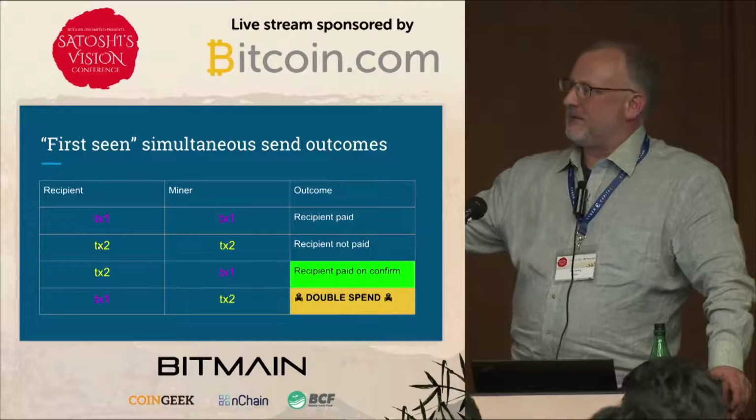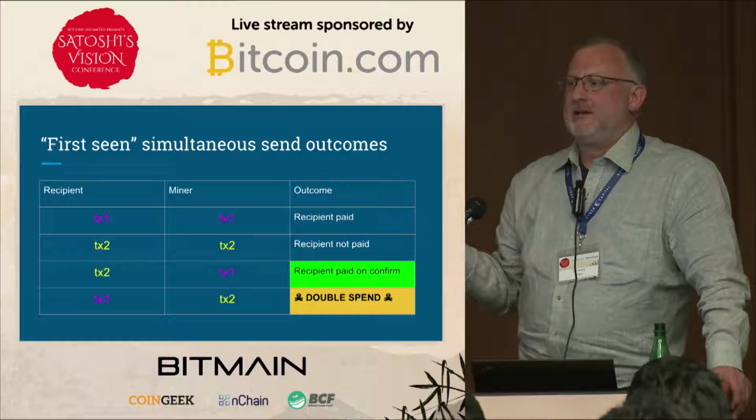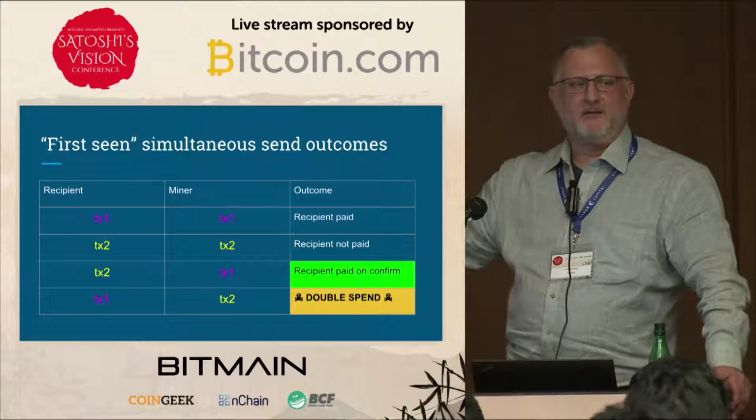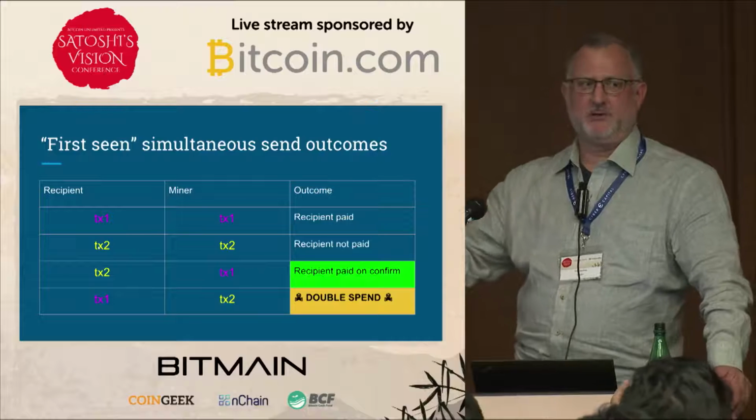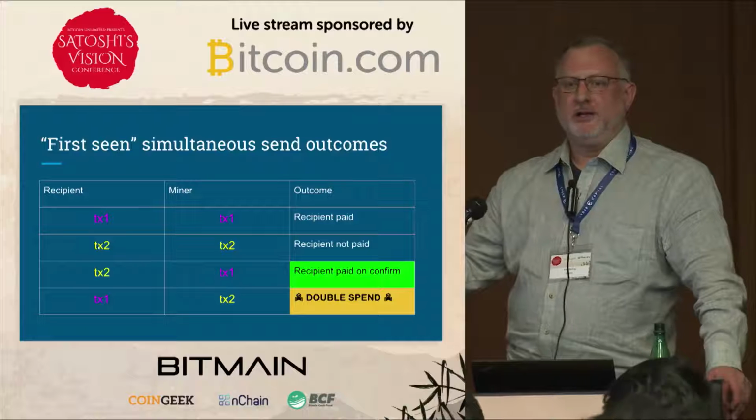Skipping to the last one. The last one is the successful double spend, which is where the guy you're paying sees the transaction that pays him, but the miner sees the one that doesn't pay him. And it ends up, you get your money back, and because it's zero conf and someone handed you the goods right away, you got your value for the money.